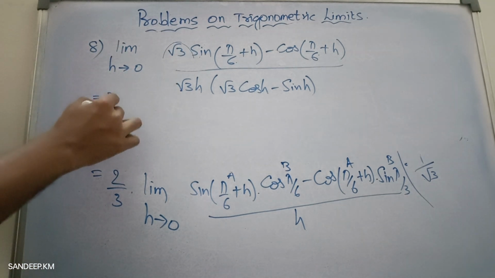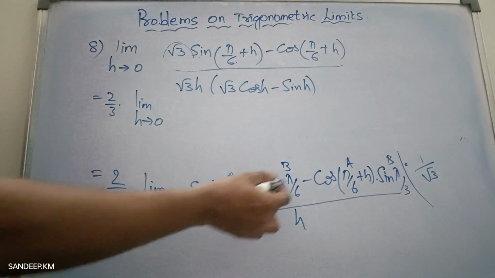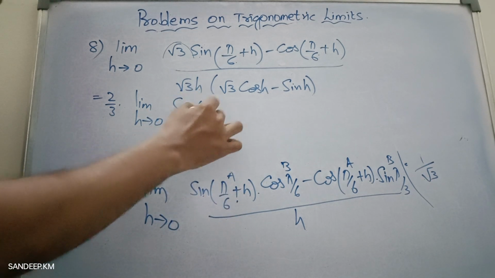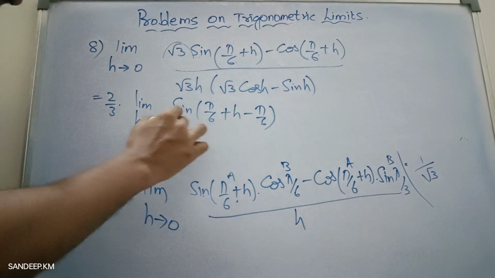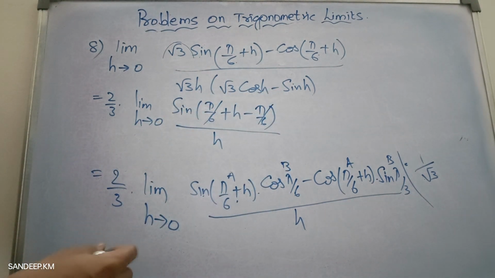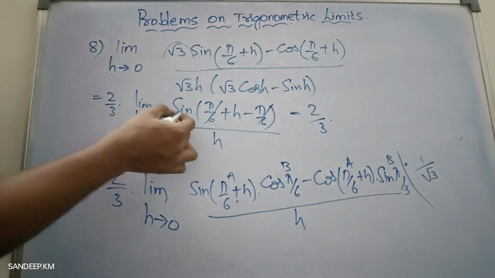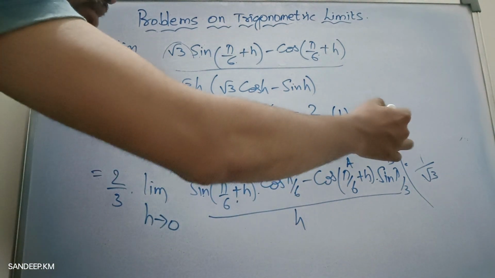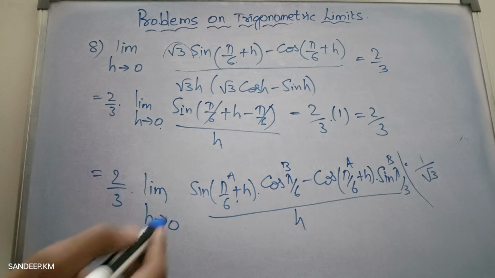So it is equal to 2 by 3 into limit h approaches 0. Sin a cos b minus cos a sin b is sin of (a is pi by 6 plus h, minus b is pi by 6) whole divided by h. Plus pi by 6 and minus pi by 6 gets cancelled. So 2 by 3 into limit h approaches 0, sin h by h is 1. So the answer is, dear students, 2 by 3. The answer is 2 by 3. Okay, we will go with the next question.